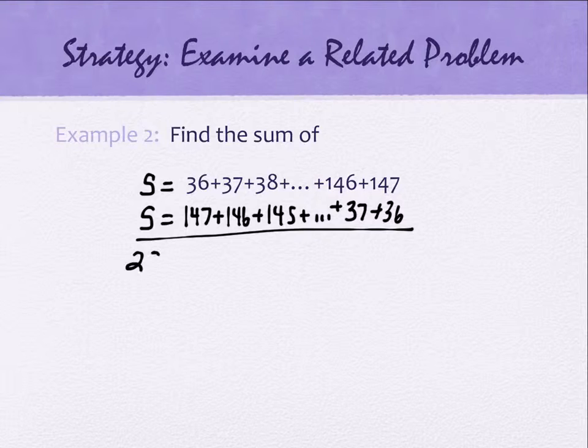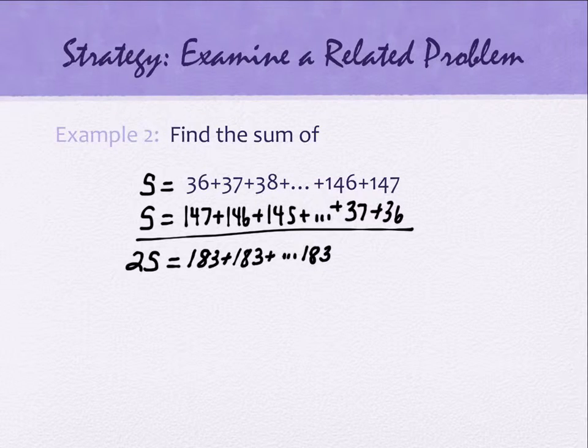So I've got 2S now on the left. What happens when I add each of these pairs of numbers up? What do I get? What's this sum? 183. Several of you are saying that. That's good. 183. But the question then becomes, well, how many is a bunch? We can talk about a bunch of bananas, and that's not the same, right? So how many is a bunch?